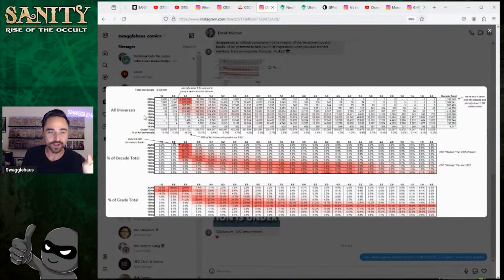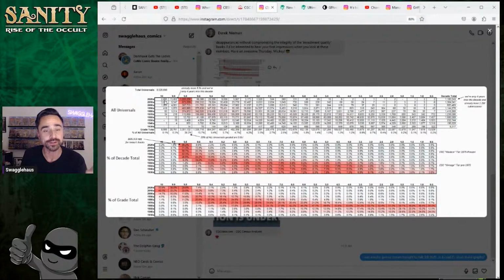This right here is all of the universals that CGC has given. All of the universals. And you can see that it's broken out by era. So you have the books from the 2020s, the 2010s, 2000s, 1990s, 80s, 70s, 60s, 50s, 40s, 30s, etc. And you can see the distribution. How many 1930s books are 10s? Well, there's 0. How many 1940s books are 10s? Well, there's 1. How many 2020s books are 10s?